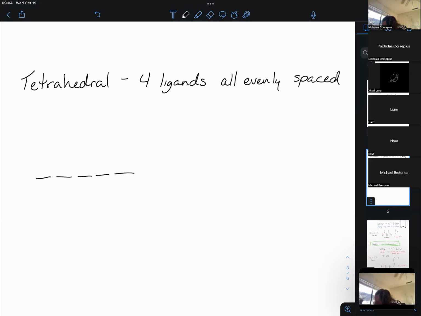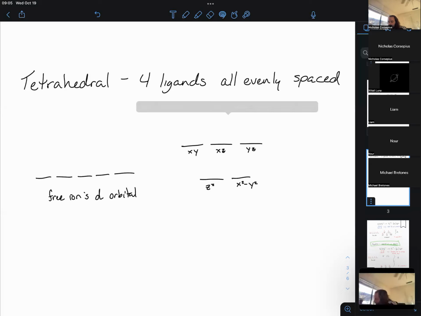Again, if we have a free ion, the d orbitals are all at the same energy. For a tetrahedral complex, when they split, you're going to get 3 high energy and 2 of them low energy. And again, you don't need to know the identities of these, but just to be good and fill them in. And just like before, we're going to be filling in this diagram with the electrons from our transition metal complex.